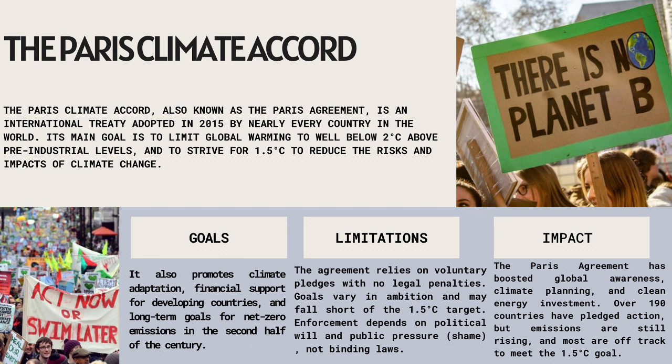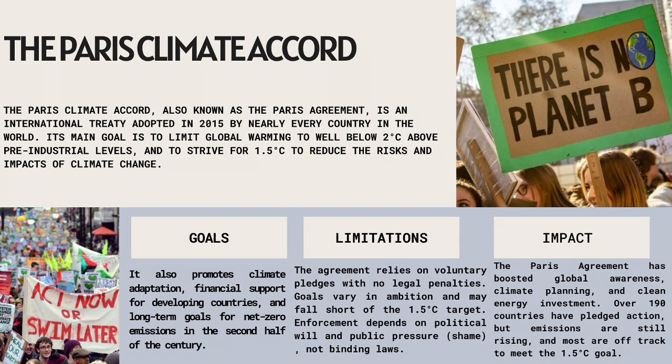Now, to bring this all together, let's talk about a real-world example, the Paris Climate Accord, also known as the Paris Agreement. This is actually a treaty adopted in 2015 by nearly every country in the world. Its main goal is to limit climate warming to well below 2 degrees Celsius above pre-industrial levels, and ideally to 1.5 degrees Celsius, in order to reduce the risk and impacts of climate change. It's a very powerful example of how global cooperation through treaties and accords can aim to address one of the biggest challenges of our time.